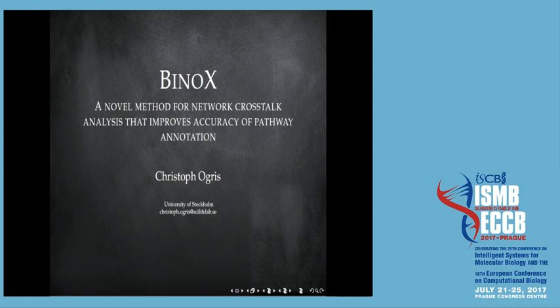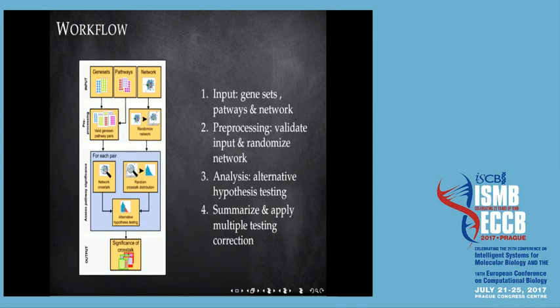Pathway annotation. To start right away, I want to give you this illustration of our workflow of the program. It's pretty straightforward. What you need to provide is the gene set you want to have annotated, and a couple of pathways which you can obtain from KEGG or GO or wherever you want to look them up. And then you also need to provide a network like STRING or FunCoup.